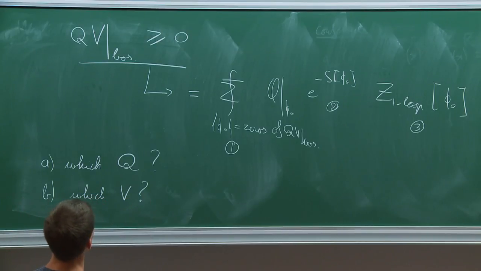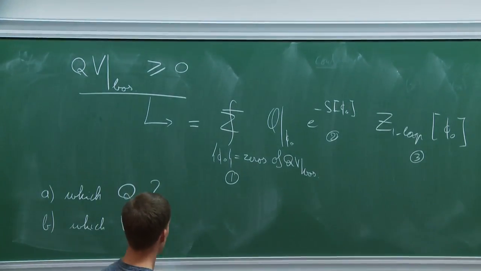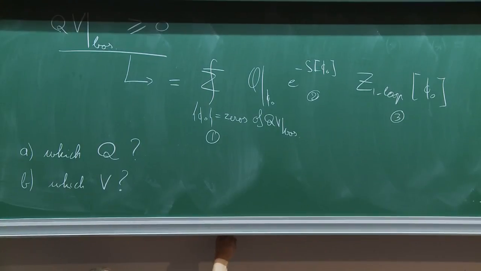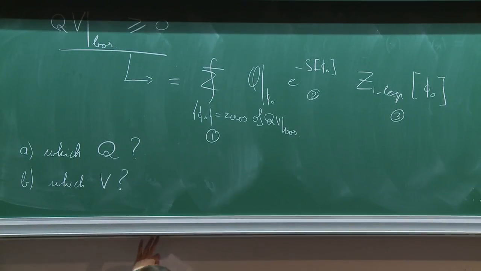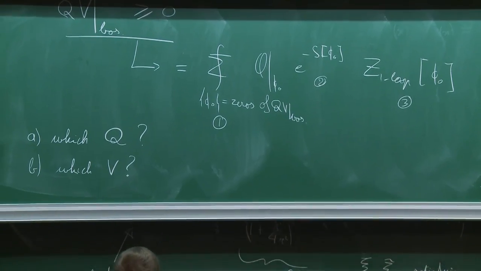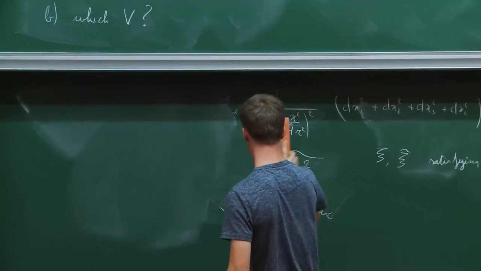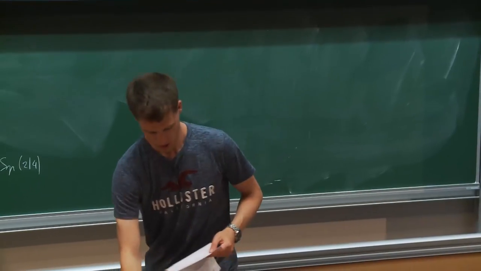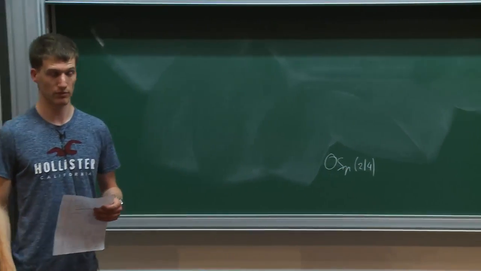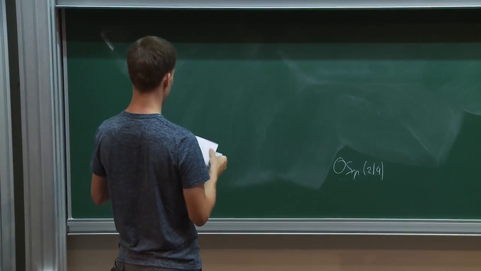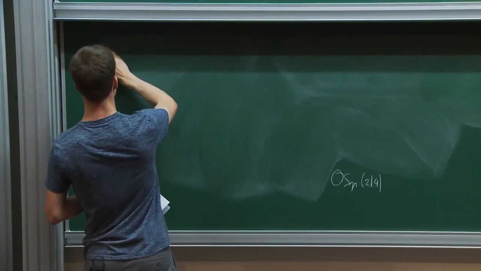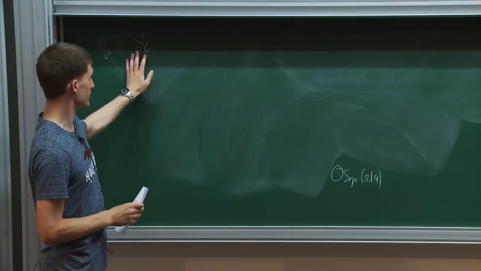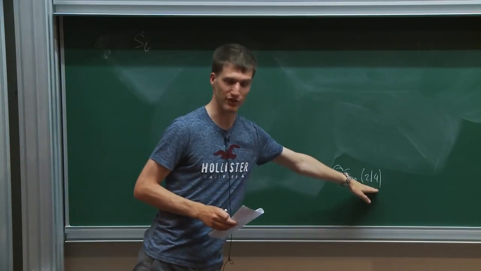So for localization on S4, I will make my choices. I would choose a supercharge, which in fact lies in a massive algebra, such that I can study massive theories. And I will in fact choose a supercharge which is preserved also on this squashed four-sphere. It's clear that not all supersymmetries in the OSP(2|4) are still preserved on this squashed manifold, just because you don't have a full SP(4) of isometries present.